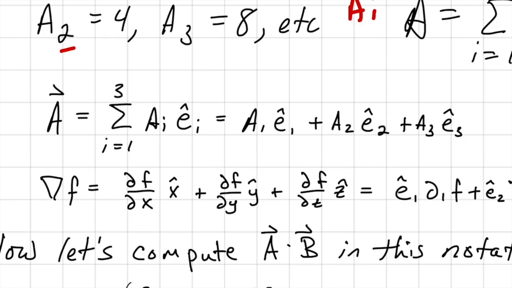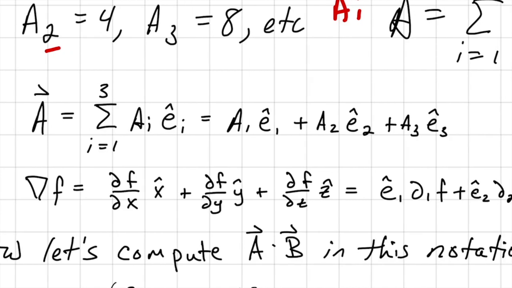If you recall, f is just some function, it's not a vector, but del f creates a vector, and it does it as the following. You would take the partial derivative of function f with respect to x in the x hat direction, then the partial derivative of the function with respect to your y variable in the y hat direction, and subsequently with z.